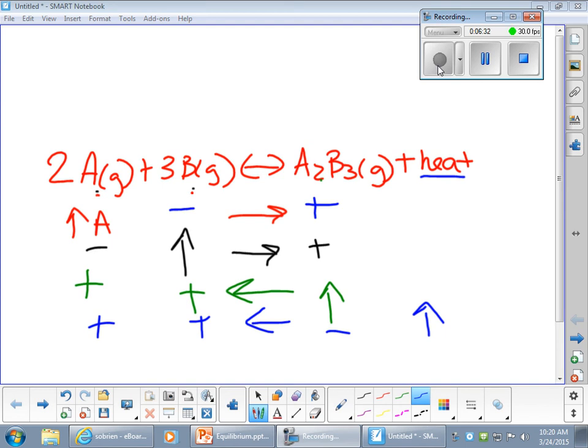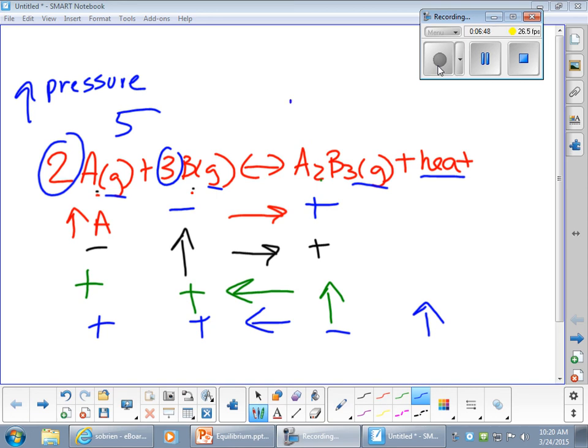And one more thing, pressure. We said that when you increase the pressure, you shift to the side with fewer moles of gas. Let's just look, do we even have gas? Yes, gas is involved. The left side of the arrow has 5 moles of gas. The right side has 1 mole of gas. If you increase the pressure, we would shift to the right because there are fewer moles of gas.